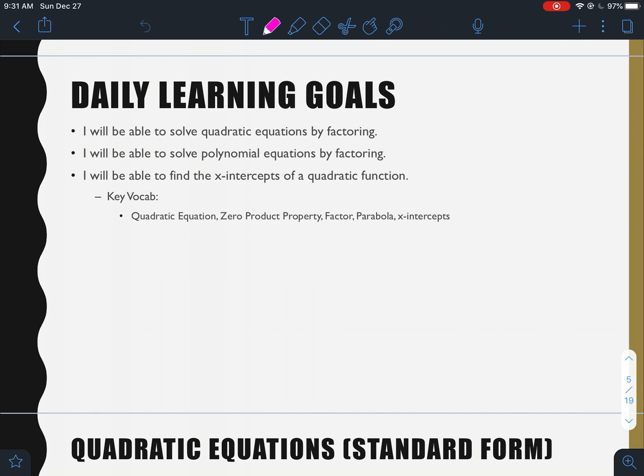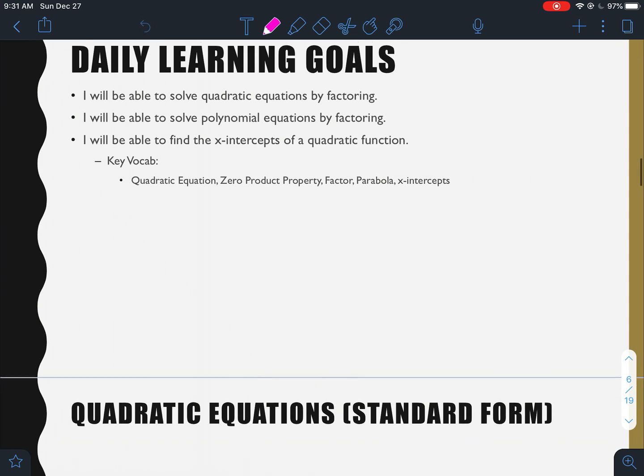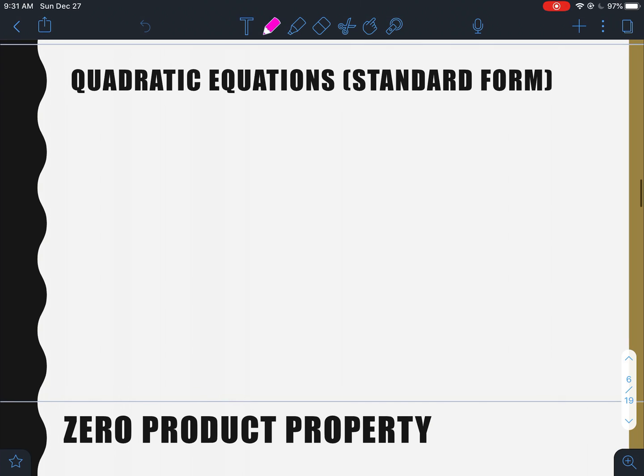So today we are going to use our idea of factoring quadratics, factoring our x squared plus bx plus c, or factoring our ax squared plus bx plus c, in order to solve equations. And then we're going to use what we solved for to be able to graph parabolas, so those U-shaped graphs.